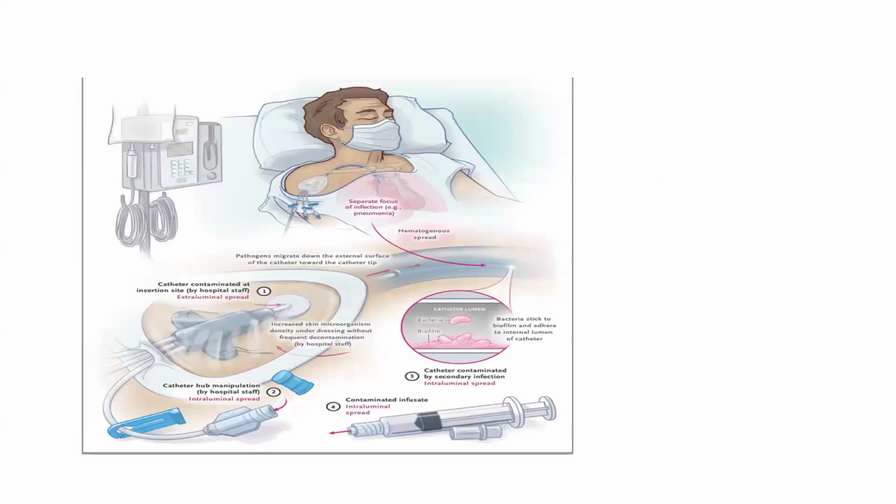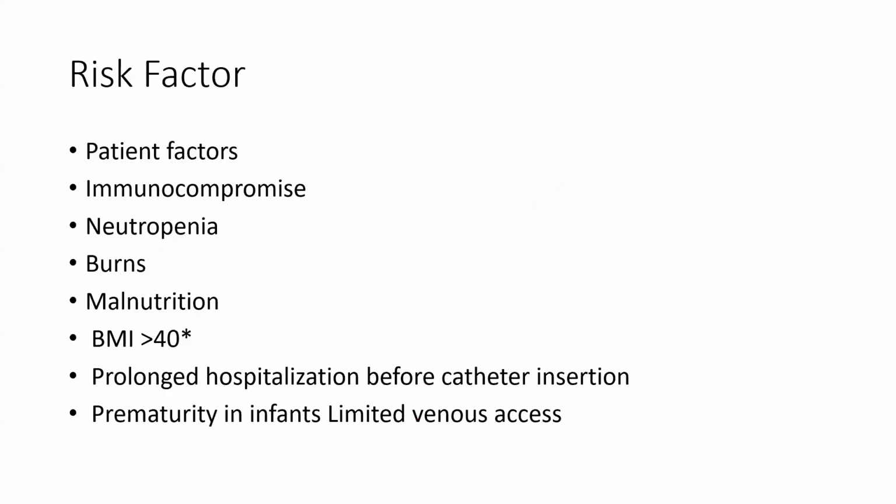So this is the pictorial representation of the various mechanisms of pathogenesis of CRBSI. As I have explained already, the first one is catheter contamination at the insertion site, mostly extraluminal spread, which is caused by hospital staff. Then the second route is the catheter hub. The third route is catheter contamination from a secondary infection. And the fourth is contaminated infusate.